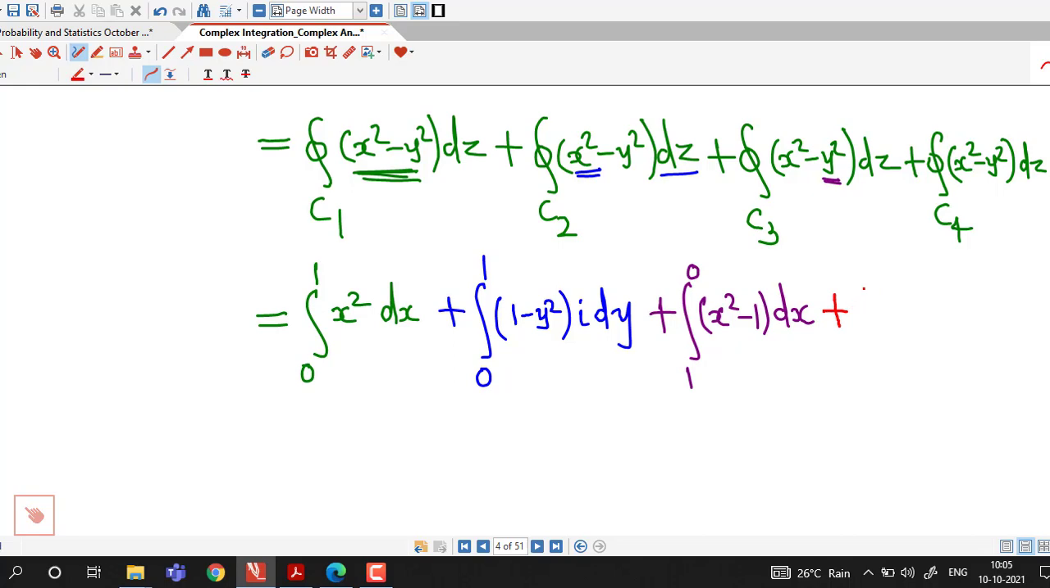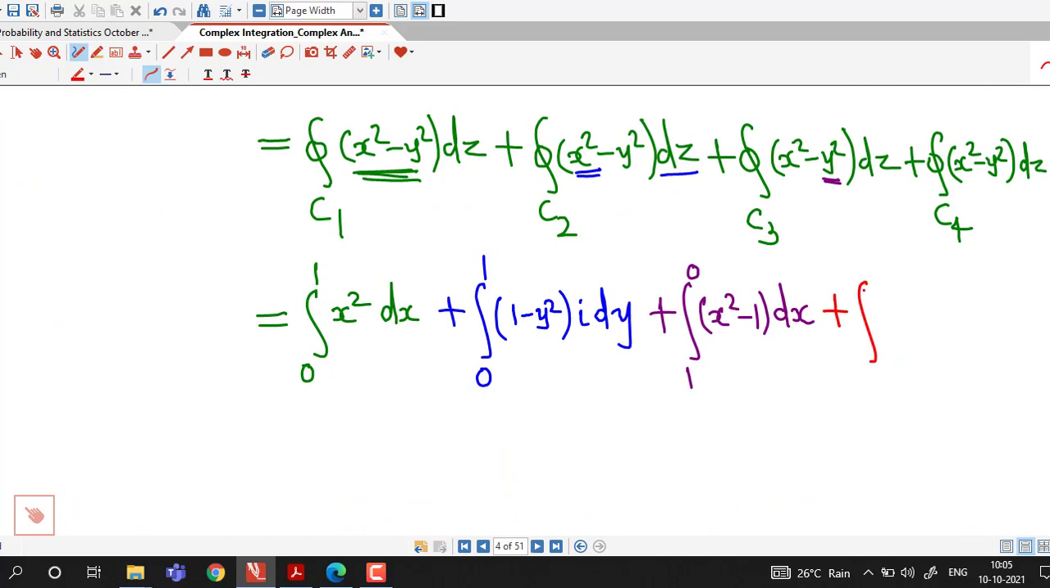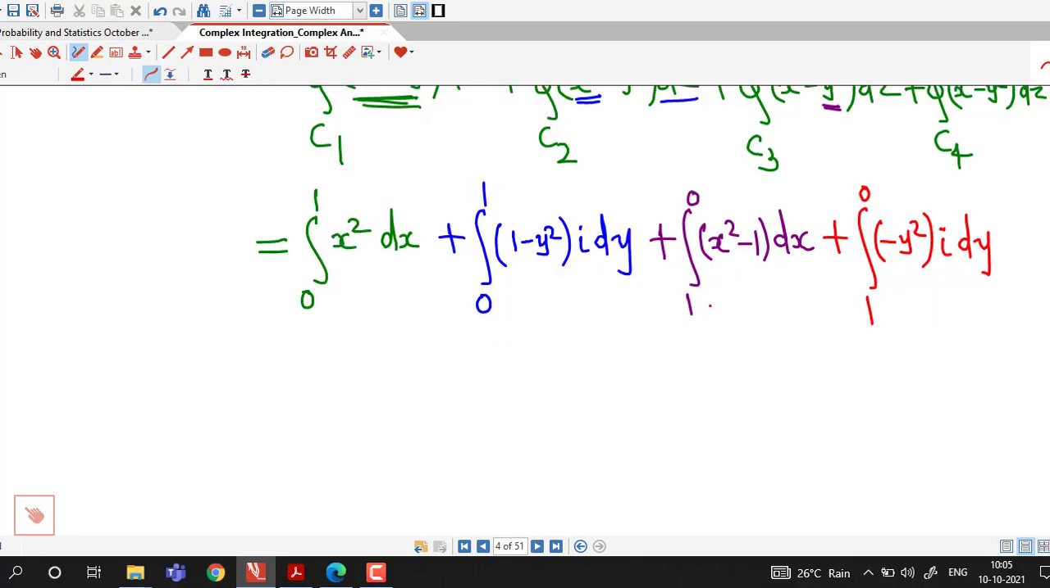And finally we use information of C4. Along C4 x is 0, y is from 1 to 0, and dz equal to I dy. So along C4 x is 0, so we have minus y square, y is from 1 to 0, and dz is I times dy. So now we can see that here integral is with respect to x, and we have function of x. Same thing here, integral is with respect to y, function of y. So we can easily do integrals here.